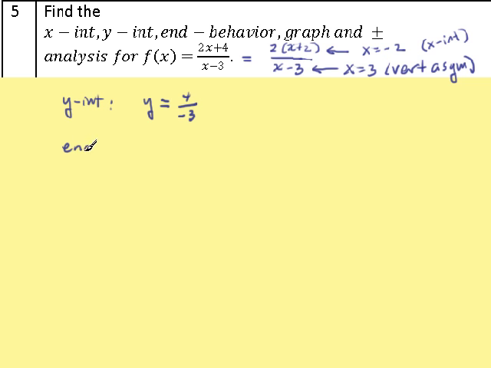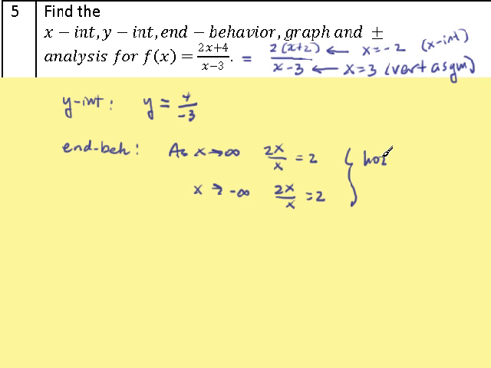And now let's do end behavior. As x goes to infinity, we have 2x over x, that's equal to 2. And as x goes to minus infinity, we have the same thing. So we have a horizontal asymptote at y equals 2. All right, so let's do our graph.